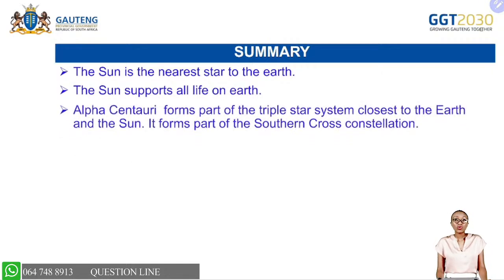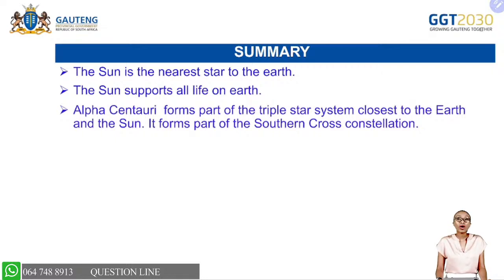Okay, now let's talk about the Alpha Centauri. Now, the Alpha Centauri forms part of a triple star system that is closest to the Earth and the Sun. Do you remember the members of this triple star system? The members of this triple star system are called the pointers because they point to the Southern Cross constellation. Now, the Southern Cross constellation has those 4 stars that form a pattern that looks like a cross.